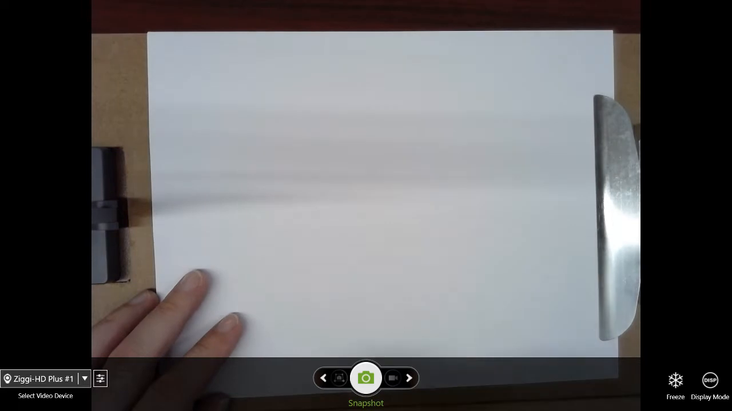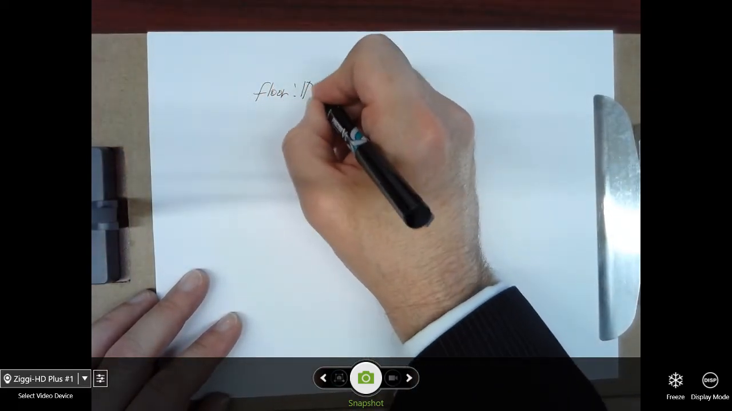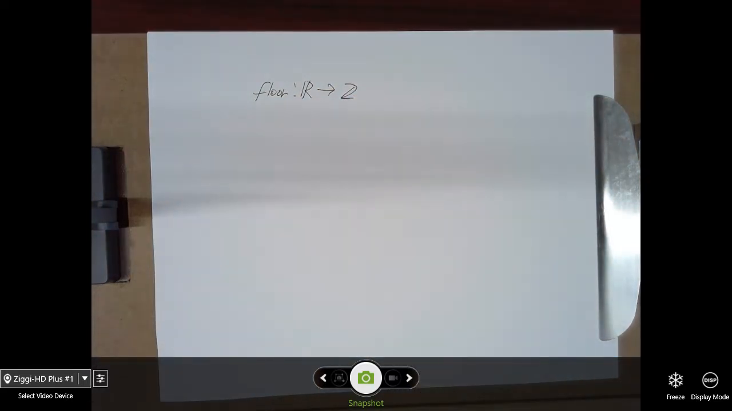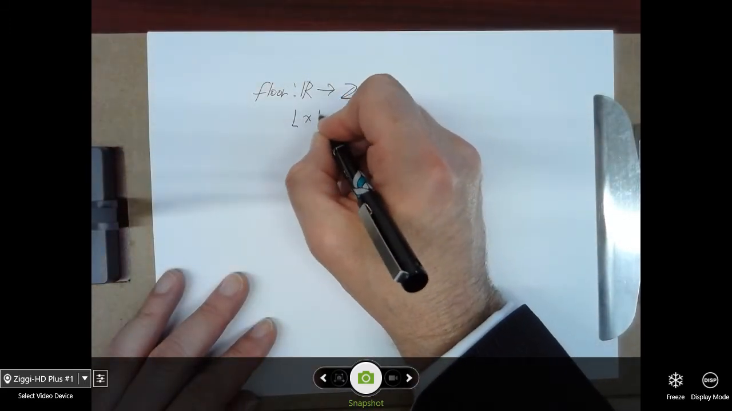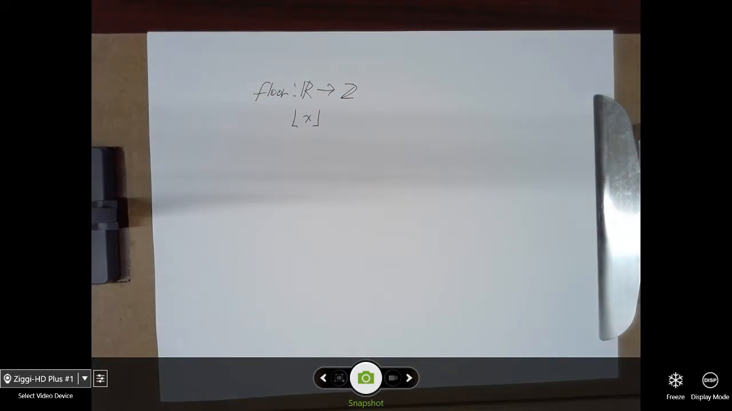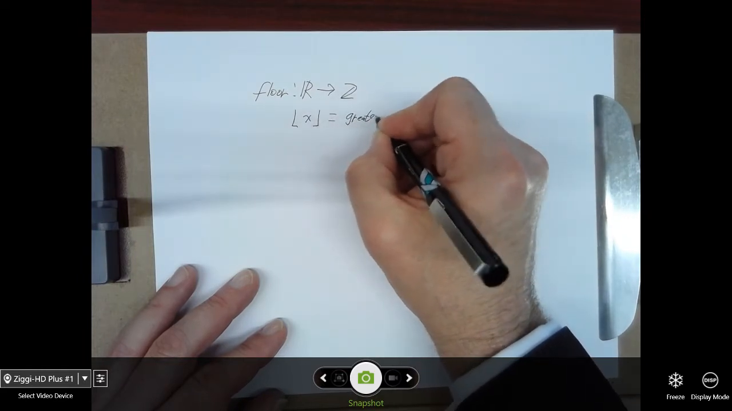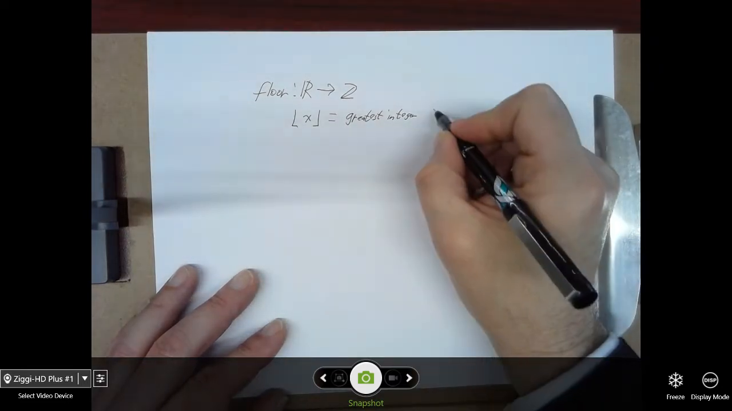All right, so some functions you may encounter in the homework and we'll definitely encounter later on in this course. One is the floor function, which maps from the set of reals to the set of integers. And we write it like this. It's kind of like square brackets without the top on. And this is the greatest integer less than or equal to x.